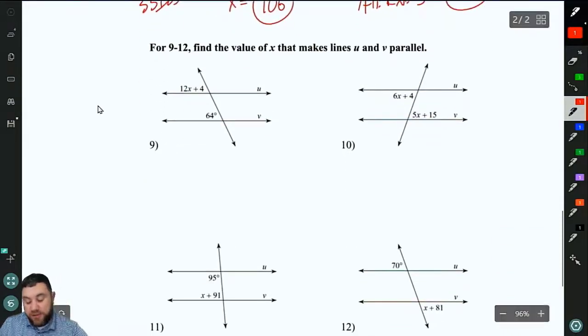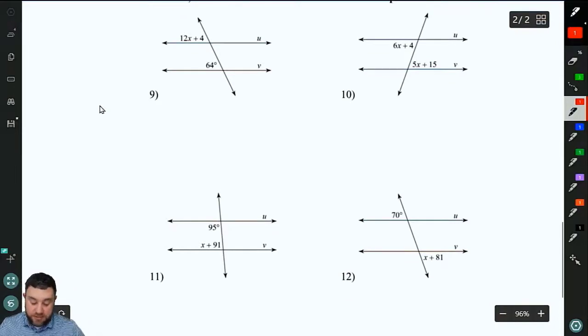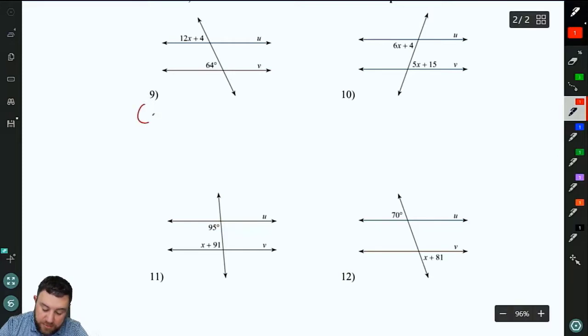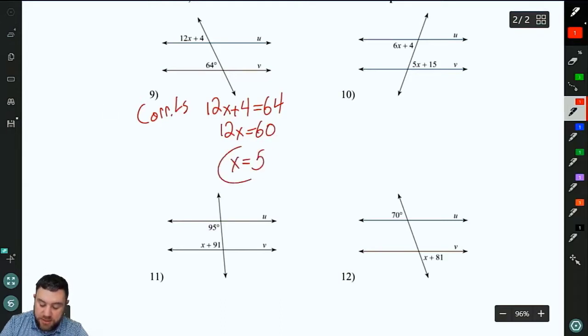Now for these last few, we'll actually have to do a little bit more work because we're solving for x on these. On number 9, we've got corresponding angles. Those are congruent, so we set them equal to each other. 12x plus 4 equals 64. 12x equals 60, so x is 5.